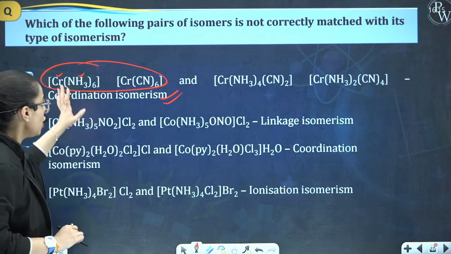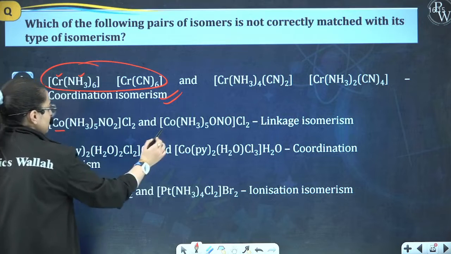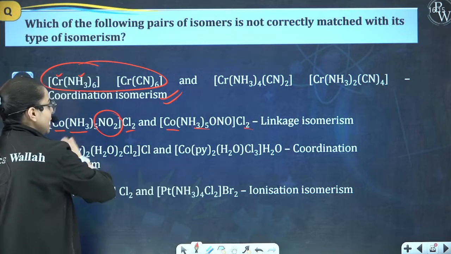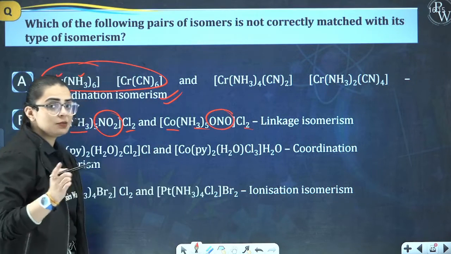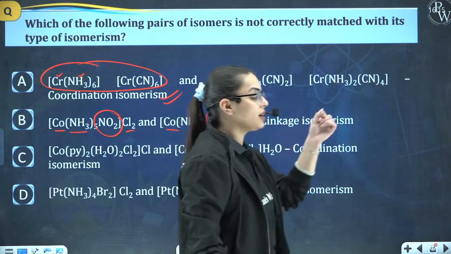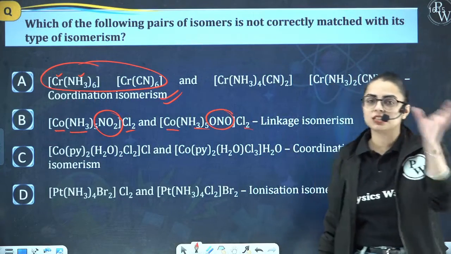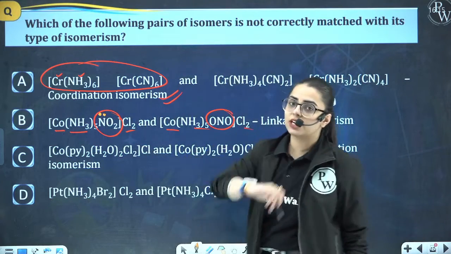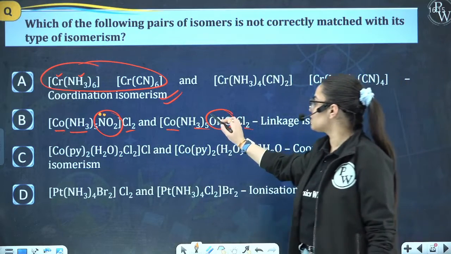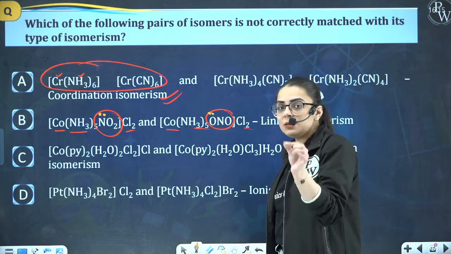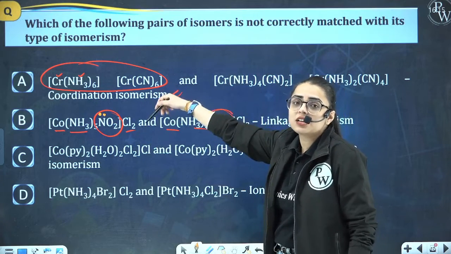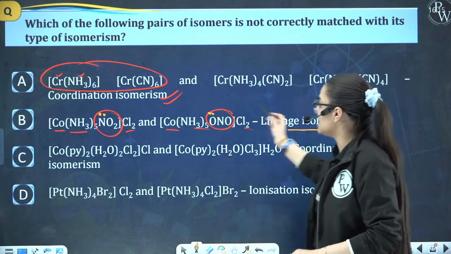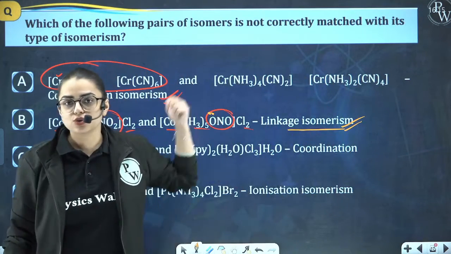Now let us see the second one. Over here, the Co remains same, NH3 are 5, again 5, Cl2, even the counter ions are same, but here it is written NO2 and here it is written ONO. That means the ligand which is donating its electrons to the central metal atom, that atom is different. In NO2, nitrogen is donating its lone pair of electrons, but in ONO, oxygen is donating its lone pair. They both are ambidentate ligands. So yes, it is a linkage isomerism because the linkage with the central metal atom is different. Here nitrogen, there oxygen. Great.